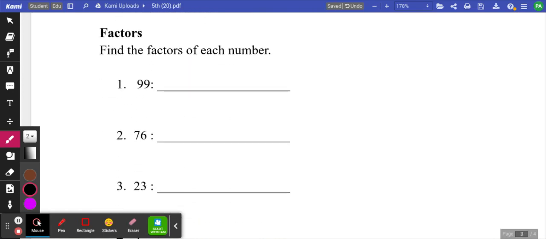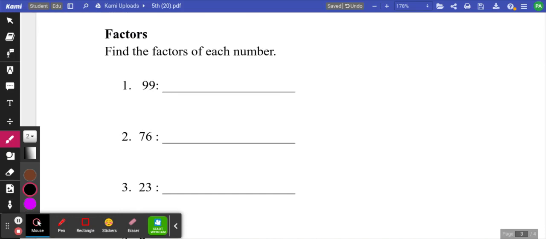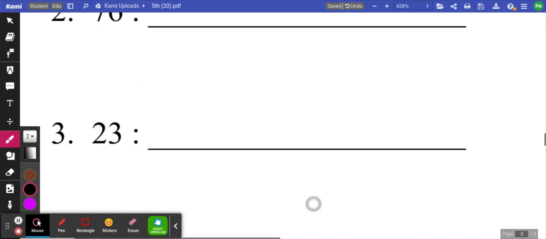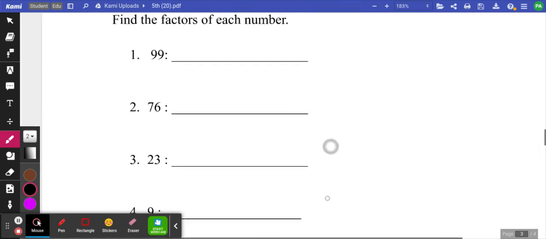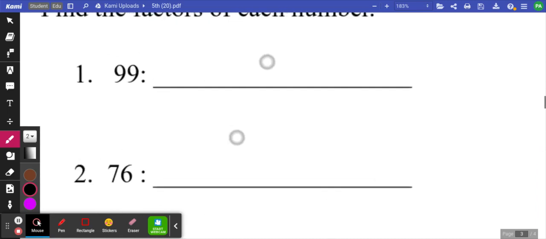Next, we're going to be finding factors of each number. Some of these will be very straightforward and easy, such as number 3, because it's a prime number, and a prime number has only 1 and the number itself as factors, 23. So you can just write prime. However, let's look at number 1, for example.